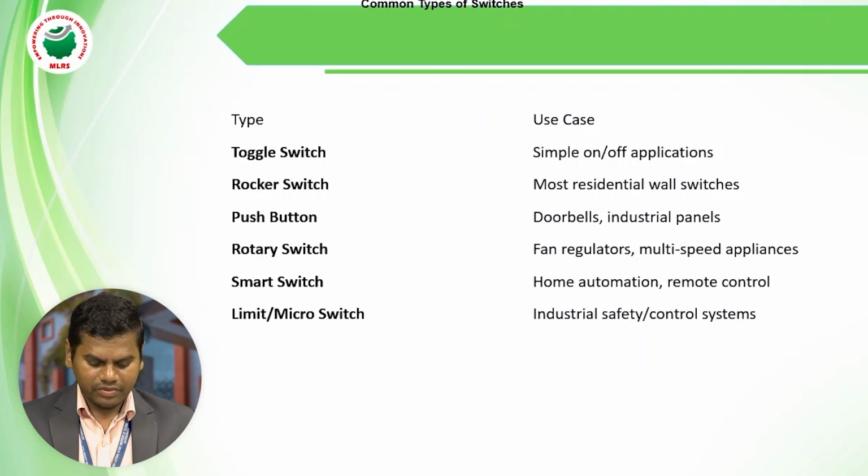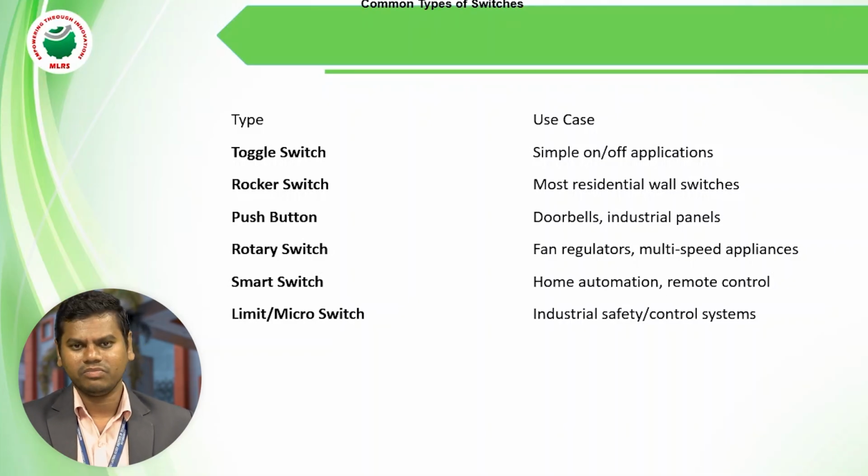So next, the types: toggle switch, rocker switch, push button, rotary switch, smart switch, and limit switch. Use cases: the toggle switch is for simple on and off applications only. Next, rocker switch is mostly residential wall switches, like in households, but whether industrial or domestic, rocker switches are used. Next, push button is also for household purposes; anywhere we can use that.